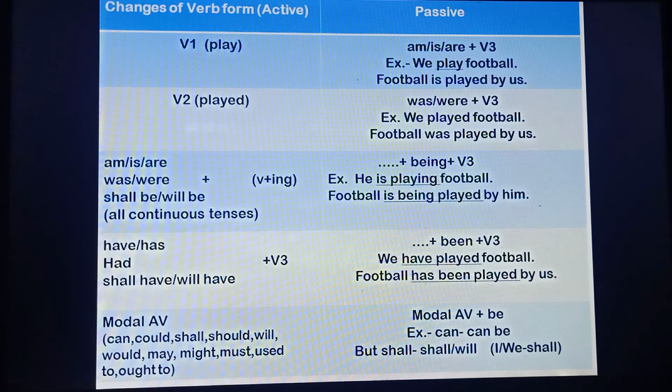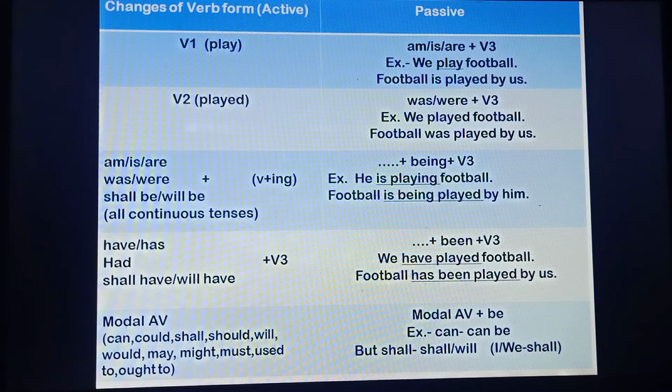Now for the second one, V2. If you find the past form, played or any other verb, you have to use either was or were according to the subject, then the past participle form. See the example: we played football. You see the past form. As football is singular, you have to use was, then the past participle form played, and by us.